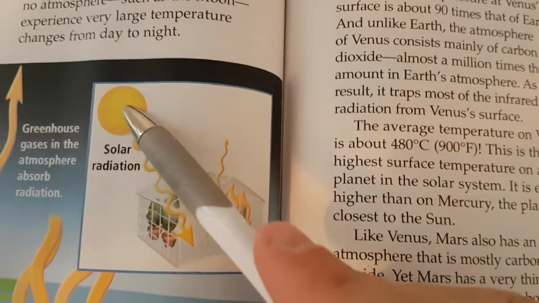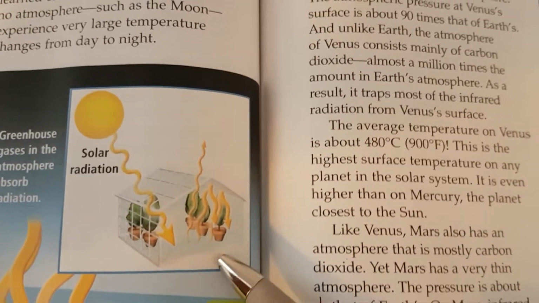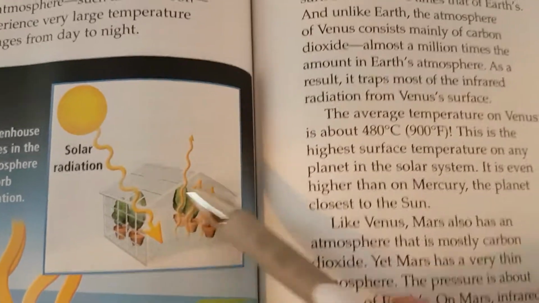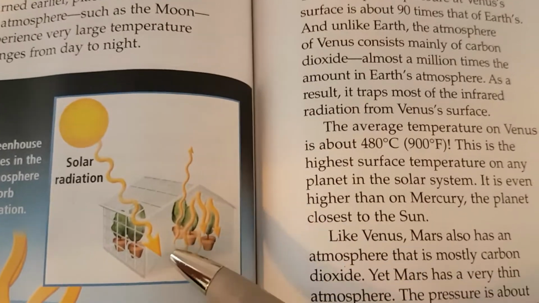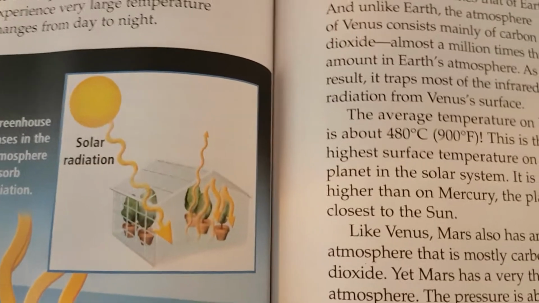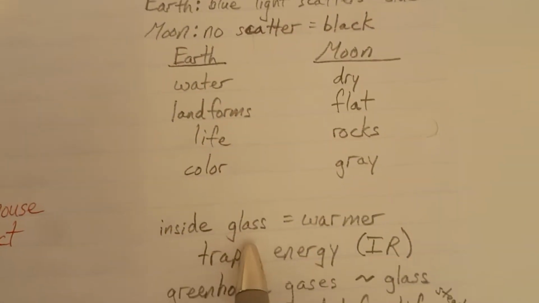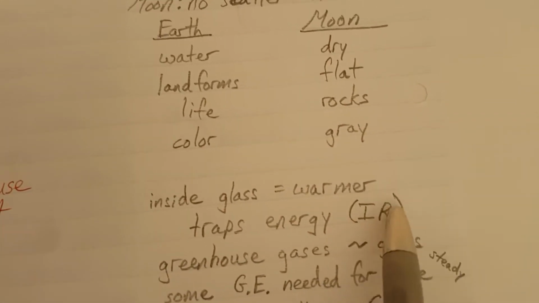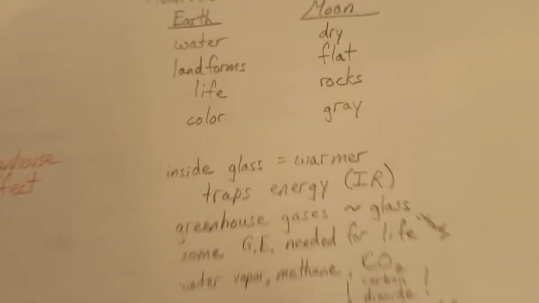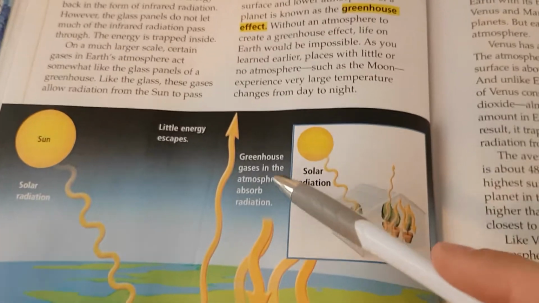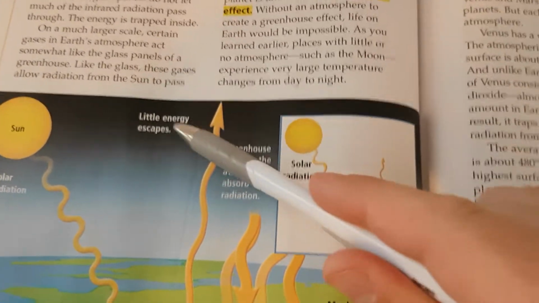So, like this picture shows, you get light and energy getting into the glass, inside the greenhouse. It warms up all that air inside the greenhouse, but then that heat doesn't get back out. It stays inside. So the greenhouse is warmer than the air outside around it. Okay, inside glass equals warmer, traps energy, parentheses, capital I, capital R for infrared. Greenhouse gases, squiggle, glass. The greenhouse gases act like glass in the Earth. Those greenhouse gases absorb radiation and they prevent it from escaping.